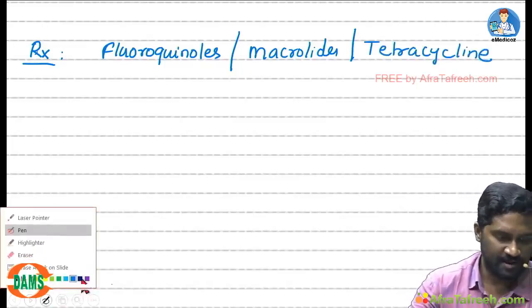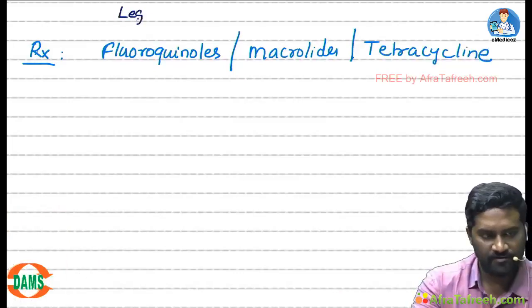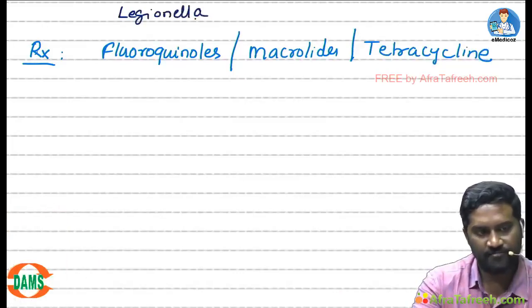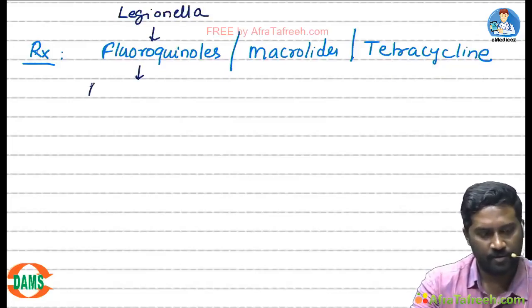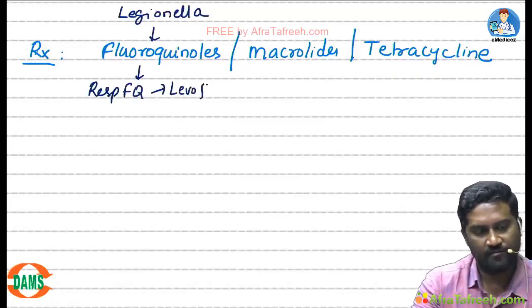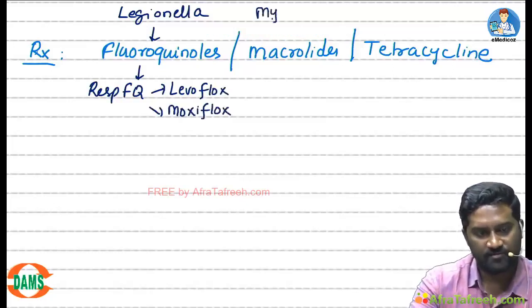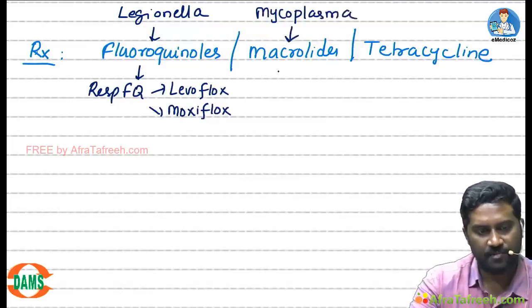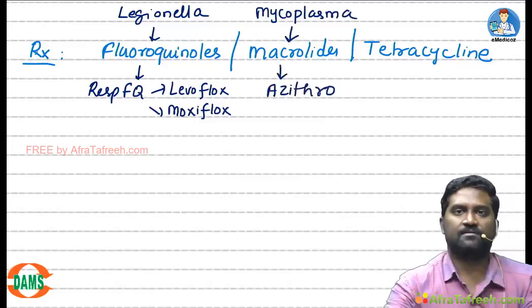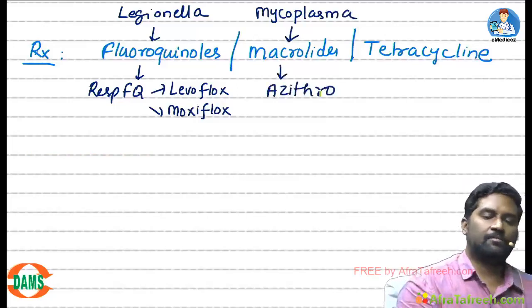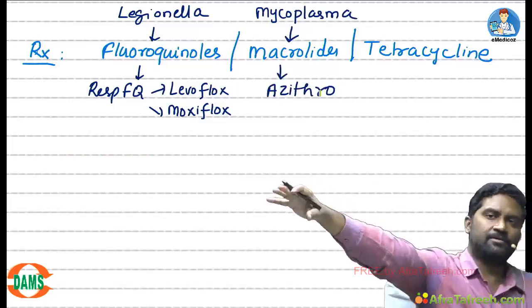But if they specifically ask for Legionella, preferred is fluoroquinolones, that too respiratory fluoroquinolones such as levofloxacin, moxifloxacin. For mycoplasma, preferred will be macrolide. Preferred macrolide is azithromycin. Very simple. Let it be Legionella or mycoplasma, any one can be used as treatment.